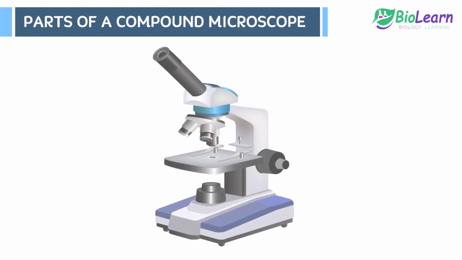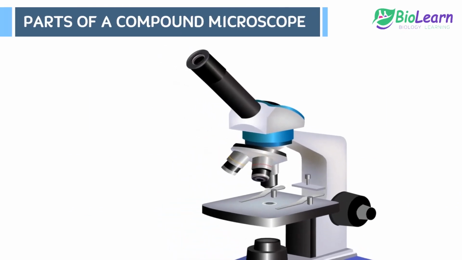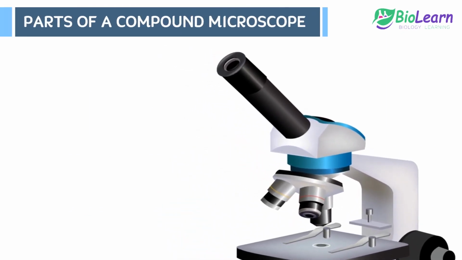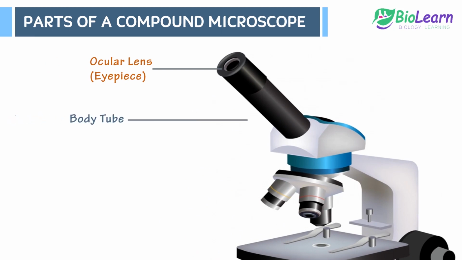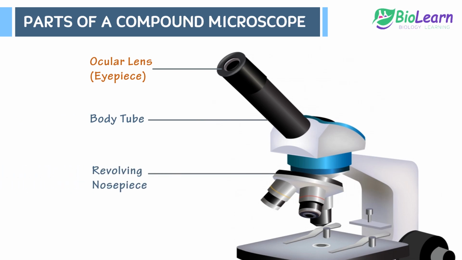So let us go through the different parts of a compound microscope. We have an ocular lens, also called eyepiece, which forms the erect image of the object and further enlarges it by 10 times or 15 times. It is inserted on the body tube. There is a revolving nose piece where different objective lenses can be fixed.